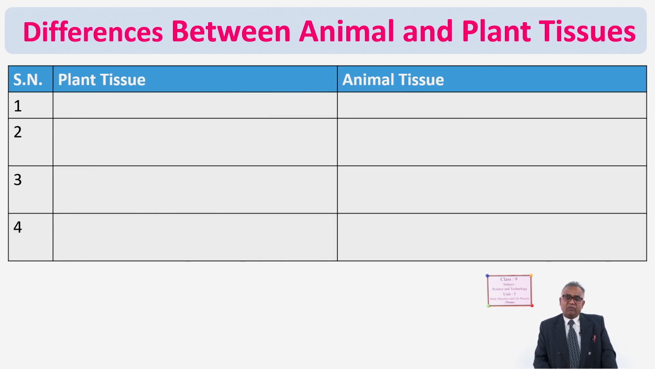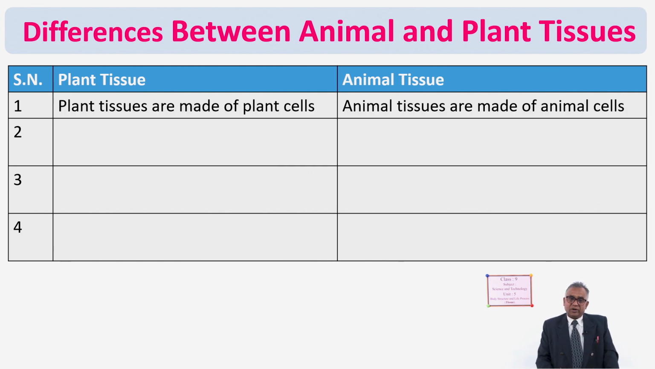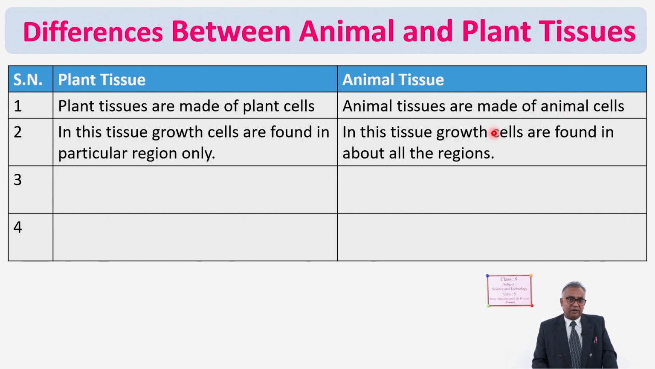So in this table, we are going to discuss these two tissues. The first point: plant tissues are made of plant cells. You are familiar with cells. So plant cells constitute plant tissues, and animal cells constitute animal tissues. So here it is written, animal tissues are made of animal cells. Very simply, you can say that.